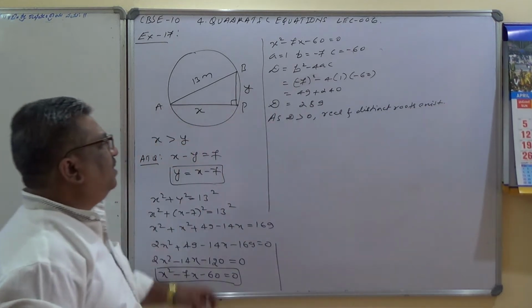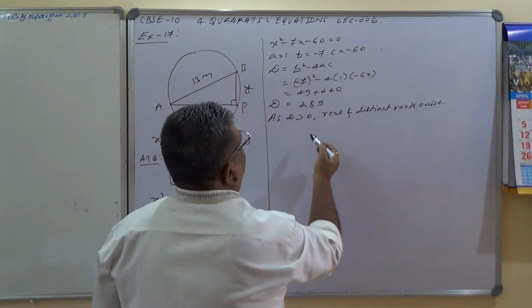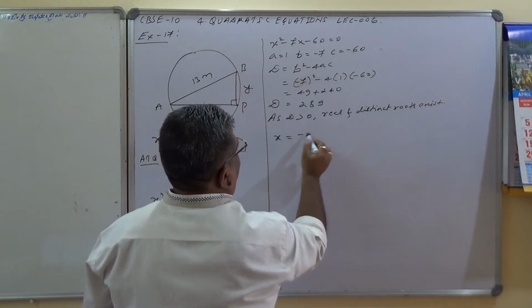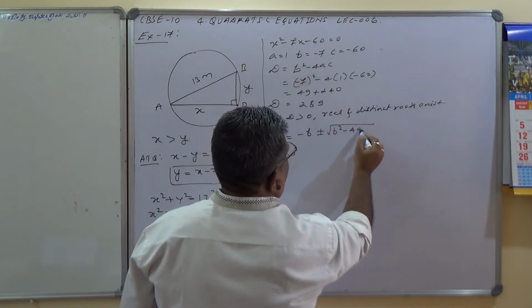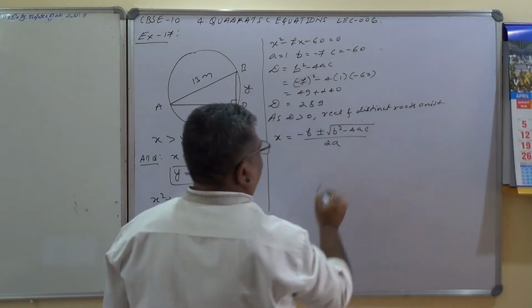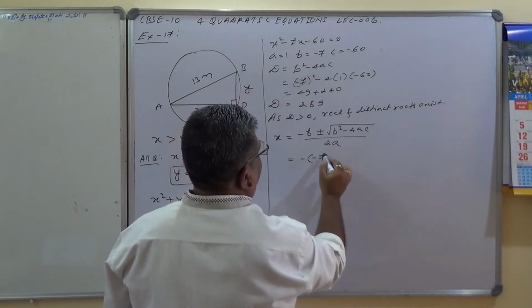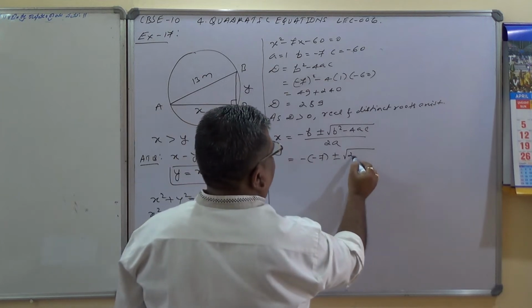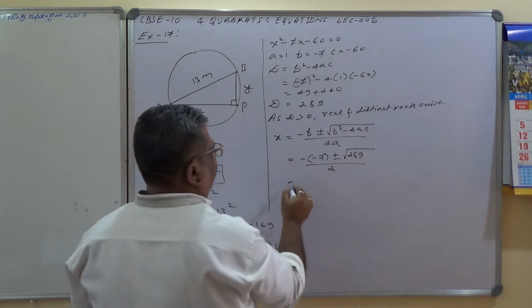It is possible to determine x and y. So let us solve this one now. Using the quadratic formula, x equals minus b plus or minus under root of b square minus 4ac, divided by 2a, which equals minus of minus 7 plus or minus under root of 289. D is nothing but 289, the whole divided by 2 times 1, which is 2.